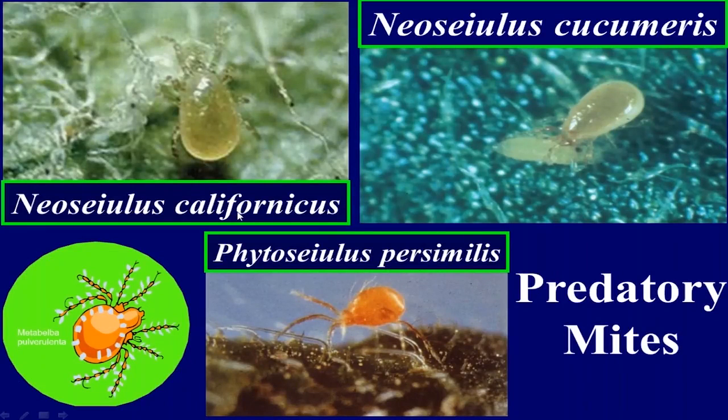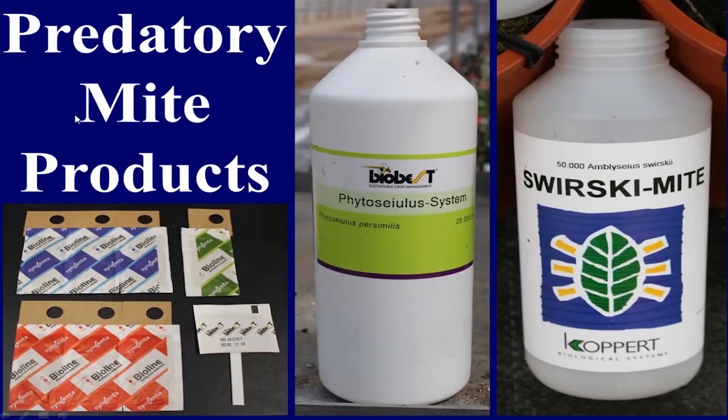We have Neoseiulus californicus, Neoseiulus cucumeris, and the workhorse is Phytoseiulus persimilis. Phytoseiulus persimilis is a predatory mite for two-spotted spider mite. Well, this is some of the formulations and releases. You can buy them in containers, but more growers are using them where they hang them on the plants, or they're using what we call the popsicle sticks.